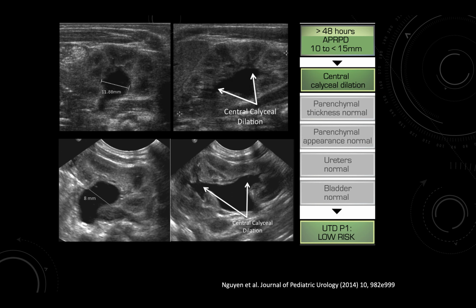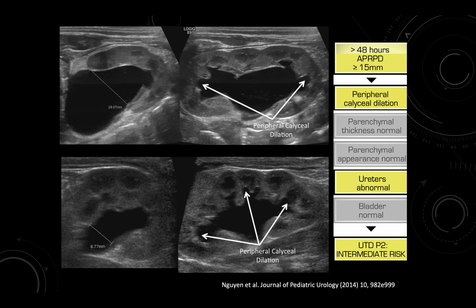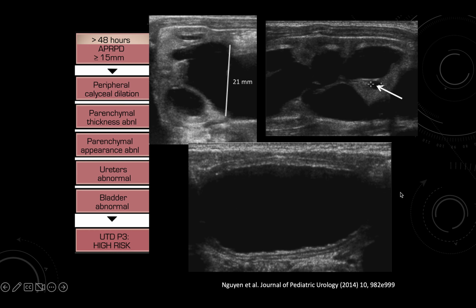So they have this UTD P1, UTD P2. I would need another lecture to discuss this, but just to show you, this is what we are doing. For P2, we have this more than 15 mm with a ureter abnormality. But if we have a parenchymal thickness abnormality, or anything about the parenchyma or a bladder abnormality, then we already classify it as a P3.